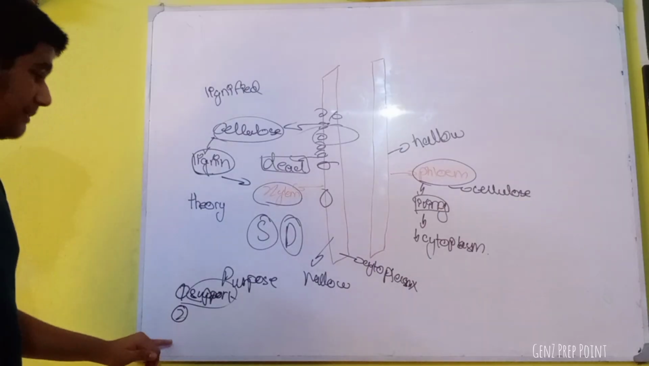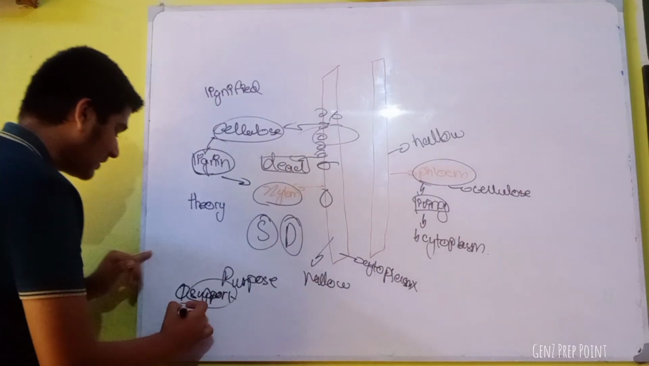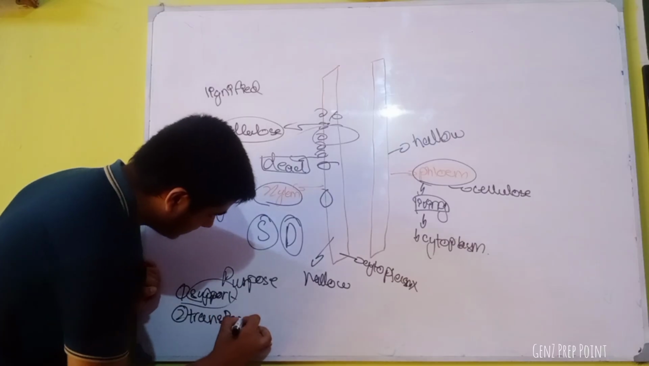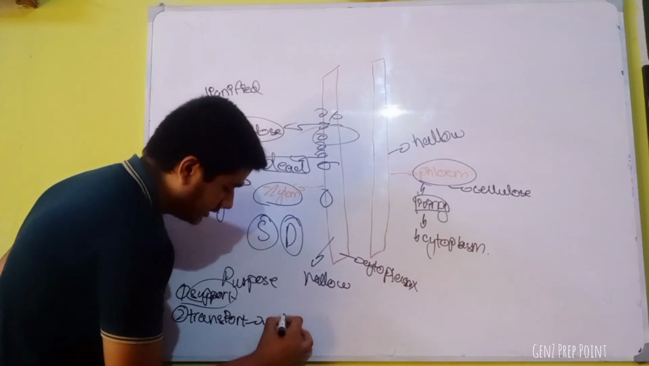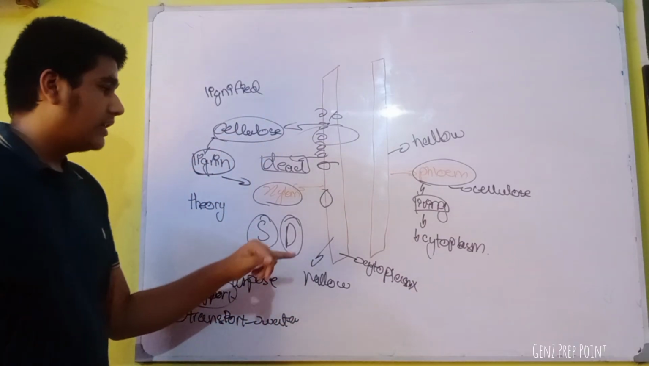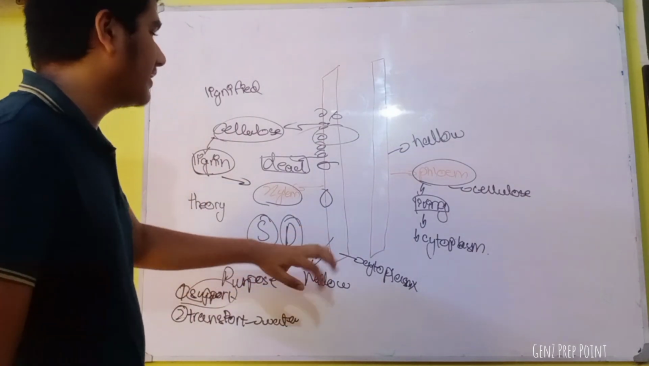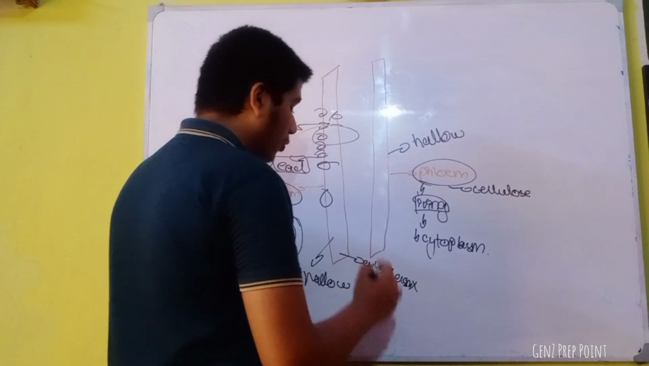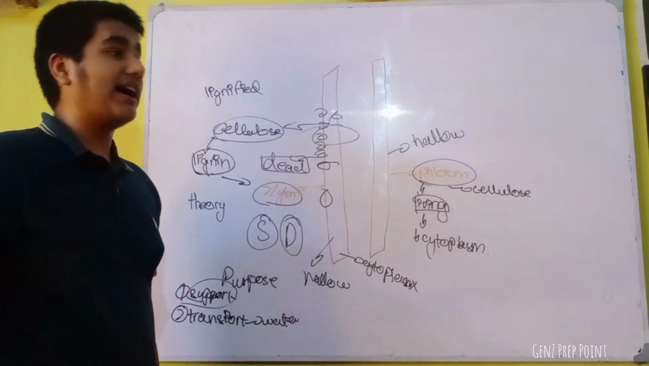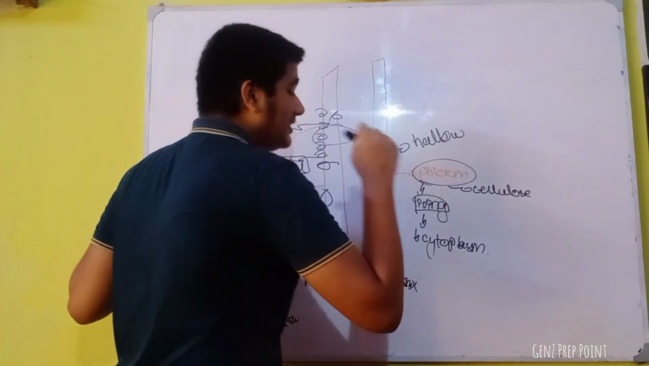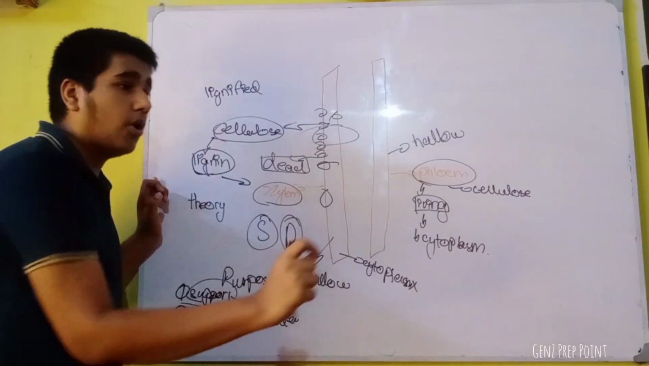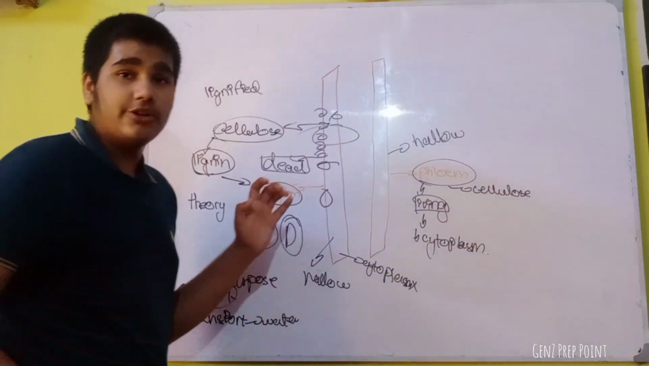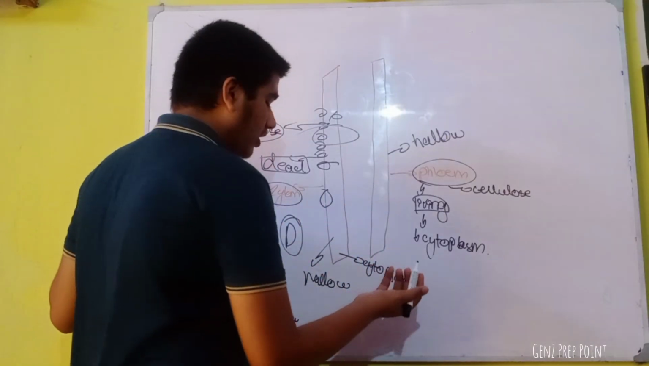The second purpose is transport of water and minerals from the roots. The phloem does not play any part. I told you phloem does have lignin, but in small quantities. So it's a flexible tube. It doesn't play any role in the support of the tree.